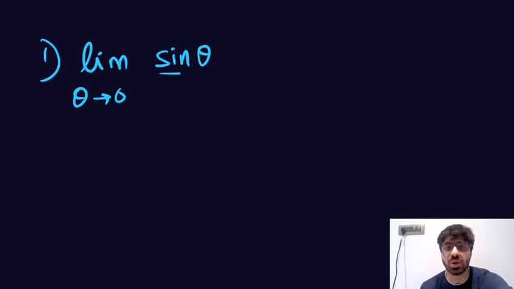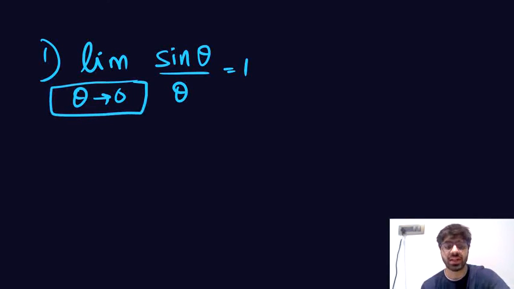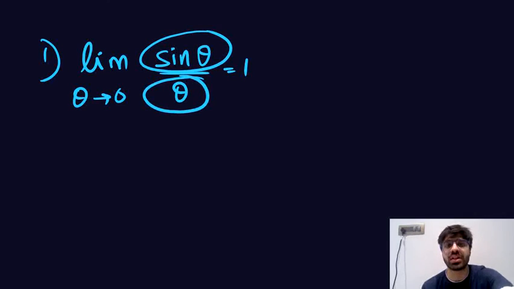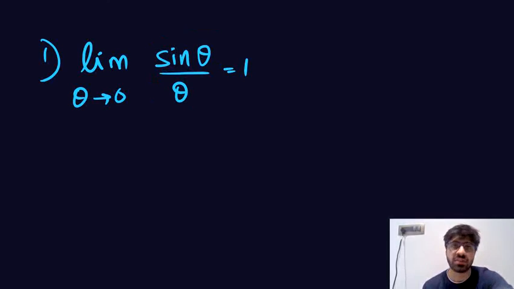The first formula is: limit of theta tends to 0, sine theta by theta should be equal to 1. Why this happens is because when theta tends to 0, theta is going to be a very small angle, and every time the angle is very small, sine theta and theta are approximately equal. So sine theta upon theta, because they are approximately equal, cancel and the final answer will be equal to 1. So limit of theta tending to 0, sine theta by theta will be 1.